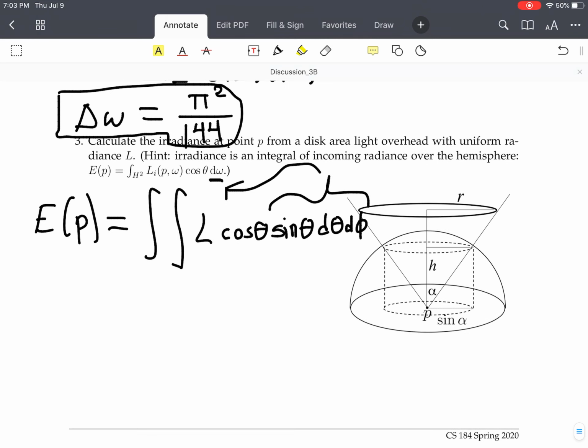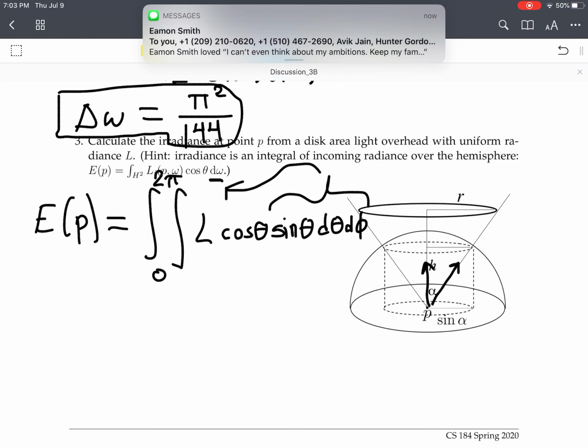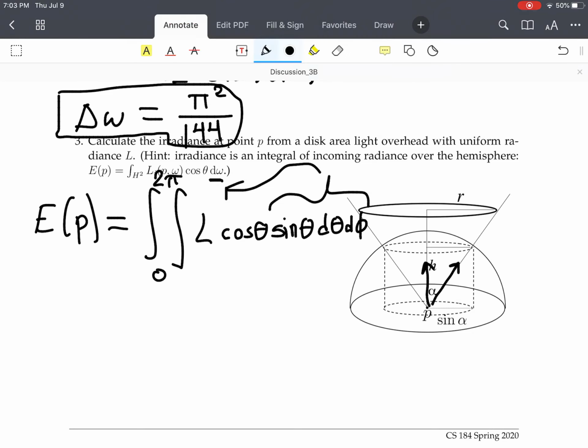So let's see, what should the limits on the integral be? Phi, well, we're going all the way around, right? We're taking in the whole hemisphere, so phi is going to go from 0 to 2 pi. Easy. What about theta? If we look at this normal, right up there, and then we go till there, because after that, we can't see anymore. So that's going to be alpha. So theta is going to go from 0 to alpha, and phi is going to go from 0 to 2 pi. Let's go ahead and do the math, okay?